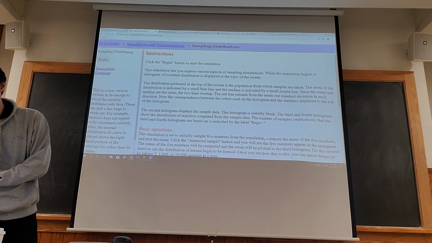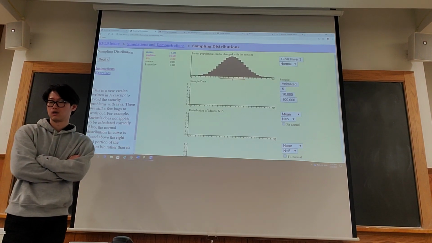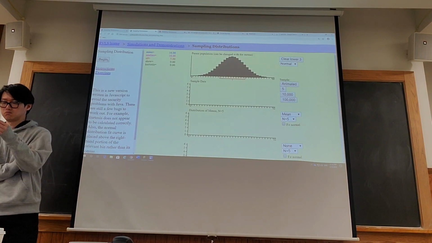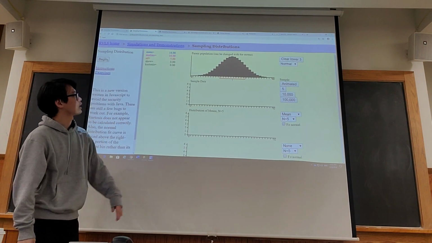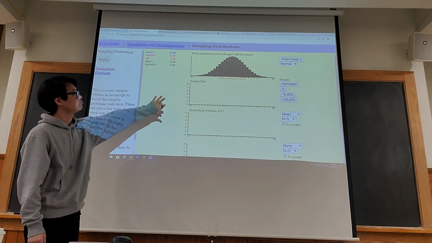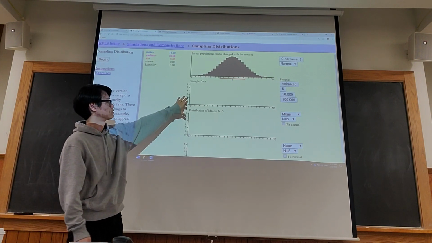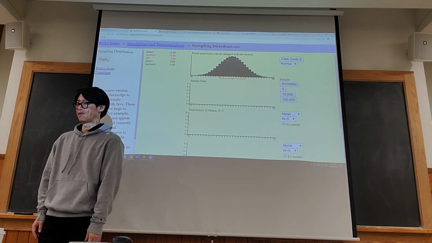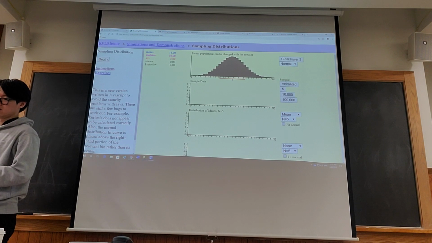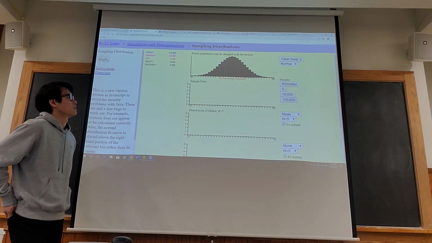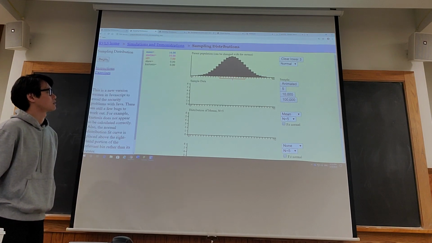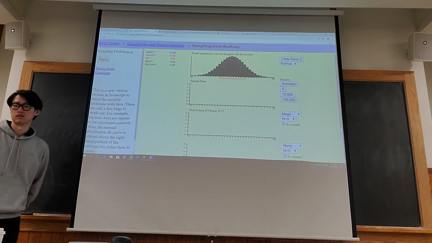If you click that button, we have these 4 plots, but we can just ignore the last one. So we have 3 plots. These 2 are blank for now, but we're going to have some boxes there. Let me explain the context of this simulation.